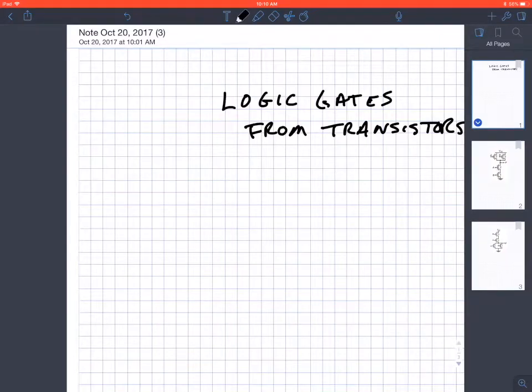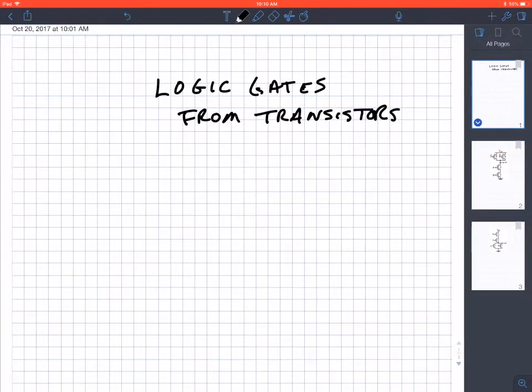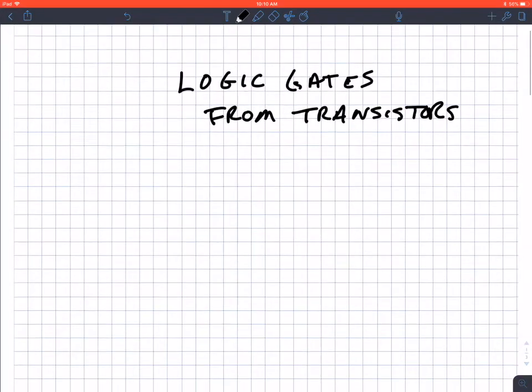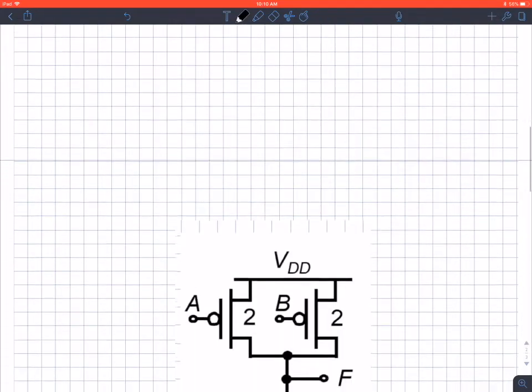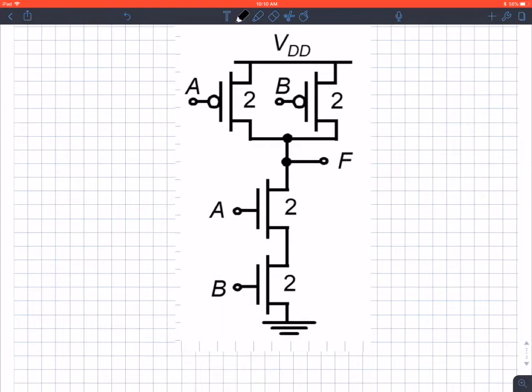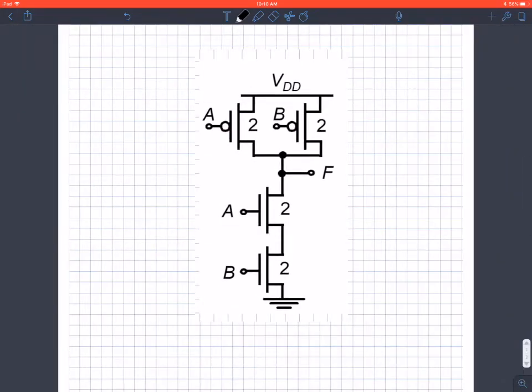Okay, this short video covers the use of transistors to form logic gates. So let me try to get this going. All right, so here's the kind of problem I'd like you to be able to do. Let's start with a logic gate. So here's a picture of a logic gate.